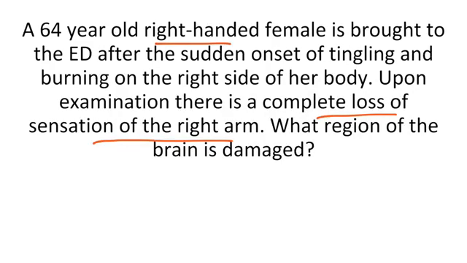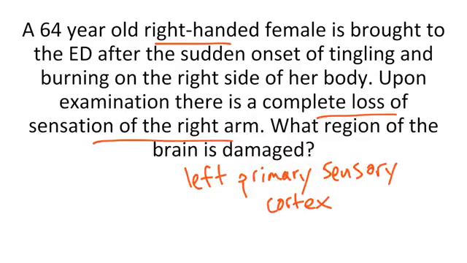We're asked what region of the brain is damaged. Because this patient is experiencing sensory deficits on the right side of the body, we can deduce that the left parietal lobe must be involved, specifically the left primary sensory cortex of the parietal lobe. So, left primary sensory cortex. Remember, all sensory and motor information crosses over to the opposite side of the body. So if the right side of the body is affected, then we know that the left side of the brain must be involved.